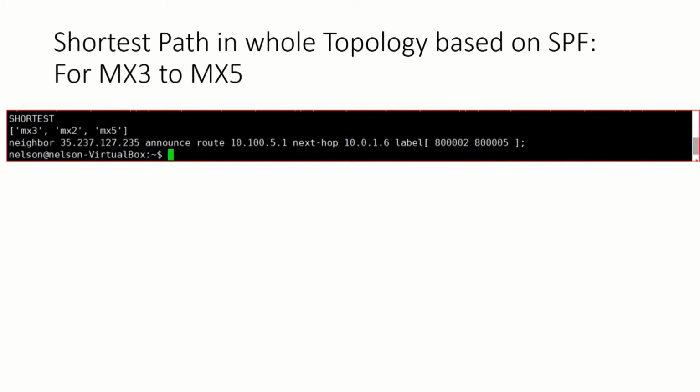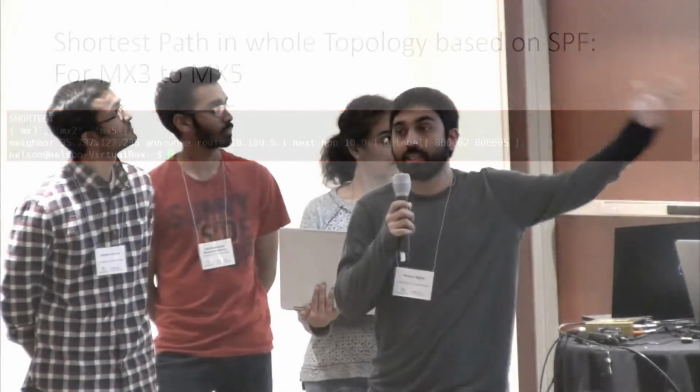For the shortest path, we achieved all the three objectives. As you can see, this is the first objective where we have the shortest path. Once we computed the shortest path, we also have the command ready, which the XRBGP needs to send. This is the second thing.